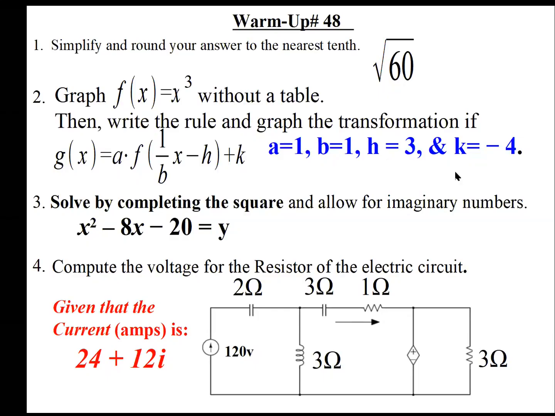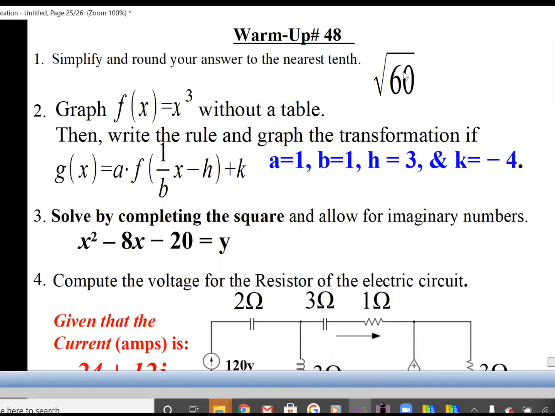Let's go over the warm-up. Just for the sake of time, it's going to go a little faster. By now, you should be done. For number one, in order for us to simplify this to the nearest tenth, we need to know between what two perfect square numbers 60 is found. Or another way of thinking about it, what numbers can we find the square root of that are close to 60? Well, the numbers that are close are 49 and 64.